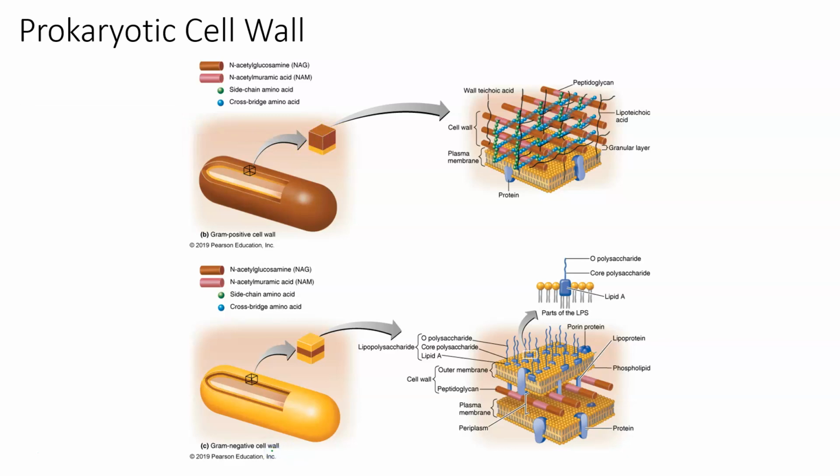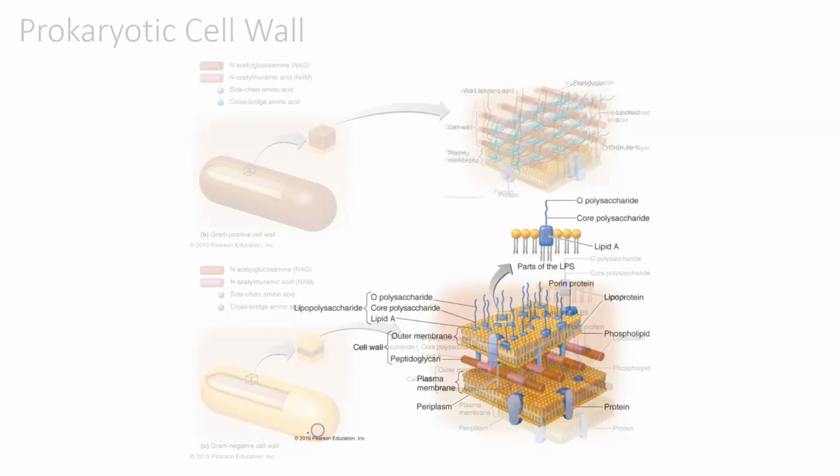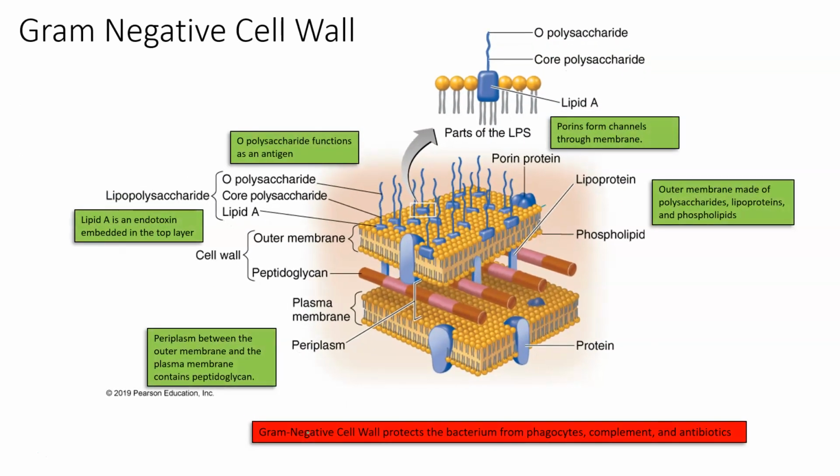If we look at gram-negative cell walls, you will see that they have roughly the same types of structures within their cell wall, but you have an external cell membrane and an internal cell membrane, and you have a very thin peptidoglycan cell wall. So this lipid A is an endotoxin embedded in the top layer. Lipid A is right here. It's these endotoxins that also provide some of this antibody or antigen specificity.